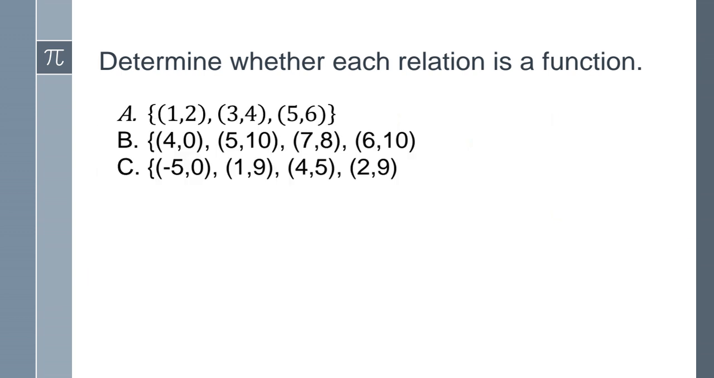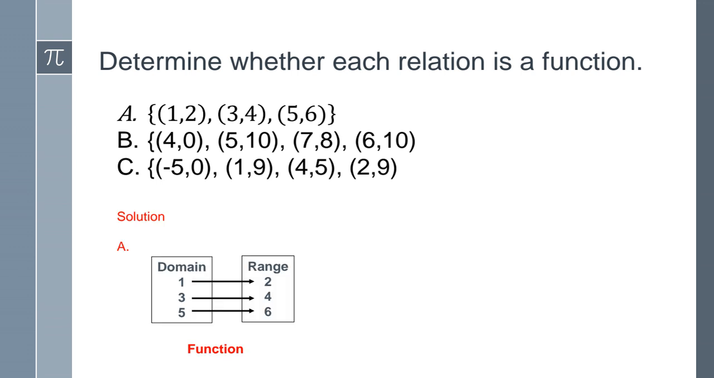All right, so more examples of functions. Determine whether each relationship is a function. This is the one I already answered in the beginning. We're given this set 1, 2, 3, 4, 5, 6, and it is a function. As I mentioned to you, each individual x value, the 1, 3, and 5, corresponds to its own y value, right? So we don't have any repeating x's. So again, A is a function.